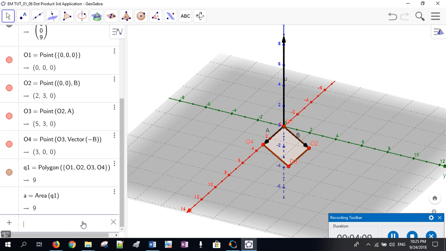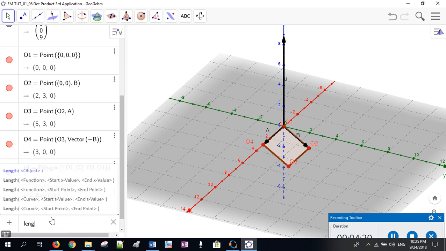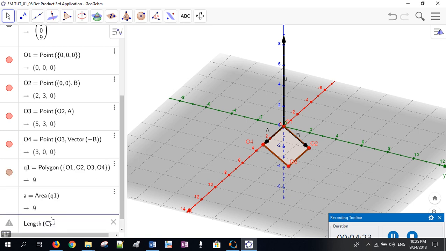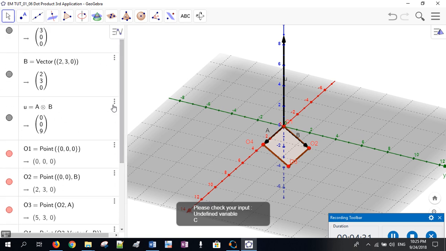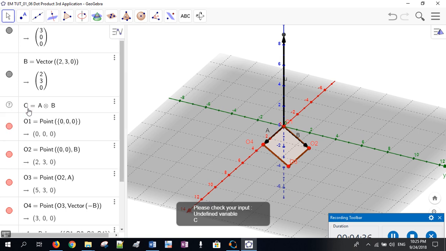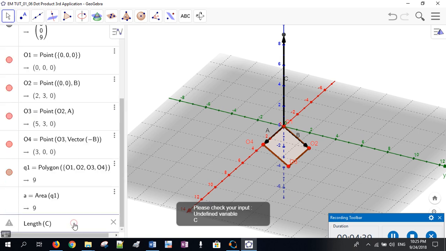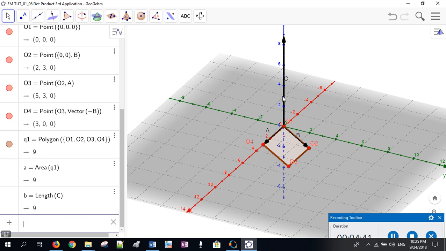And if I take the length or magnitude of the cross product vector, the result from the cross product, let's name it C, the length of C is 9. So the magnitude of the cross product will be the area of the parallelogram.